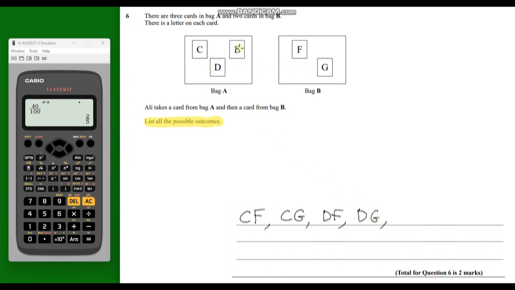And now finally let's look at E. He can have EF and EG. So EF and EG. And that is all of the different combinations. And notice we've got 3 in bag A and 2 in bag B. The total number of combinations you should have would be if you just multiplied them together. So we've got 3 here, 2 here. So we should have 6 combinations in total. And you can see that we have got 6. So we have done it correctly.